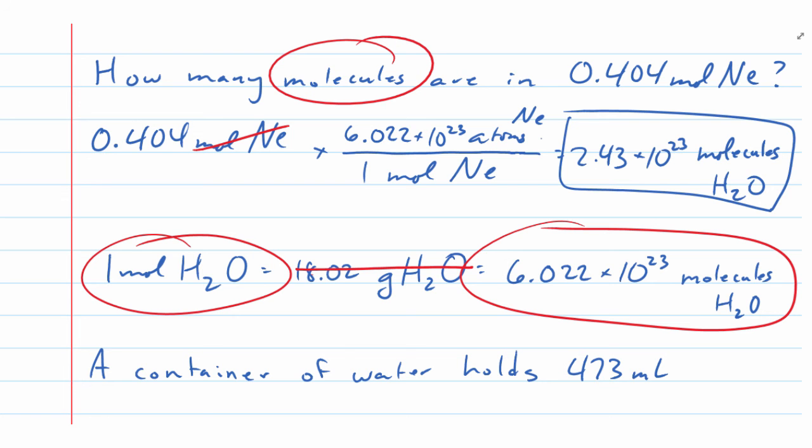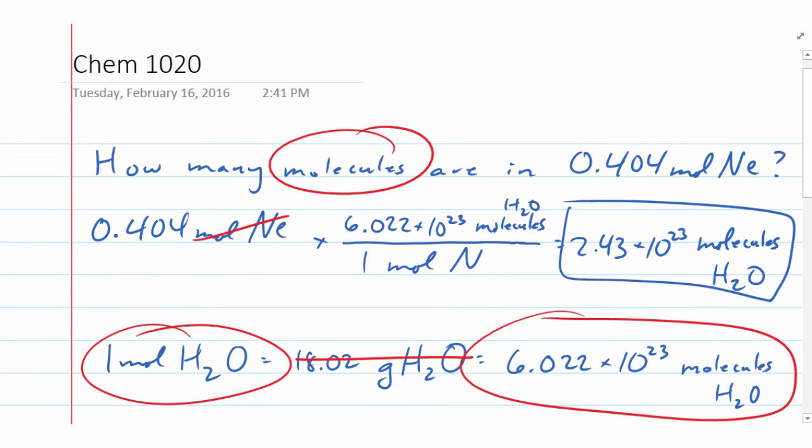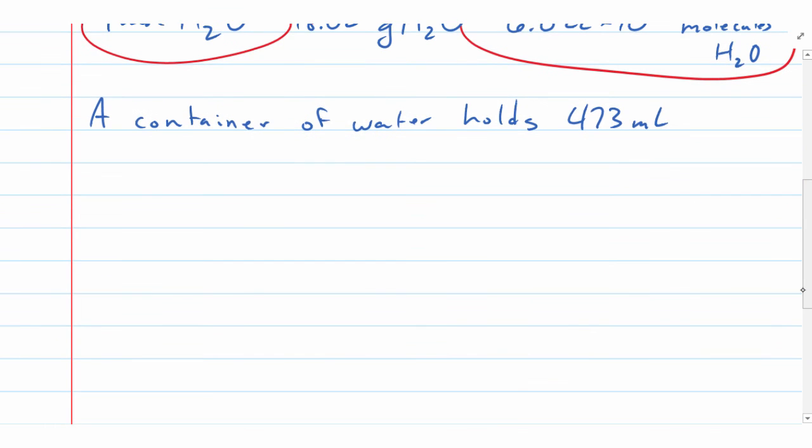So if it's a molecular compound, we use the term molecules. If it's an ionic compound, we use the term formula units. And if it's an element, like we just showed here, then we would use the term atoms. Any others? Okay, good. Let's go on to this one then.